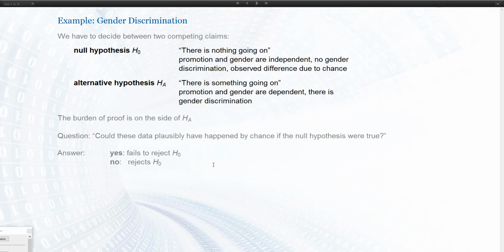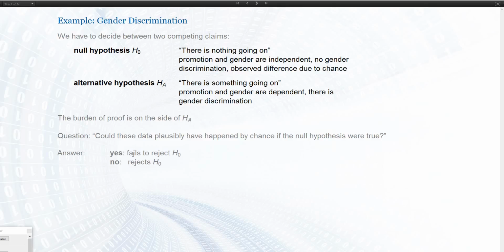And the alternative hypothesis would be that something is going on. There is some artificial bias acting. The burden of proof is always on the side of the alternative hypothesis. So the question can be rephrased: could this data happen by chance if there is no gender bias? That's basically the question we need to answer. Any questions? No, okay.